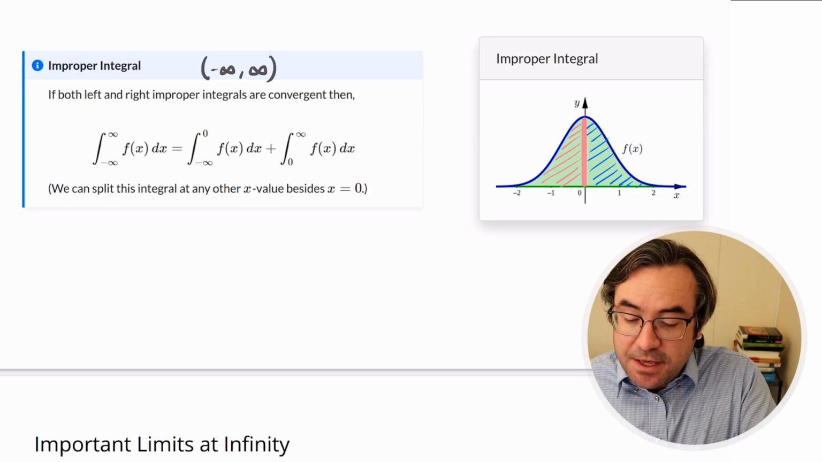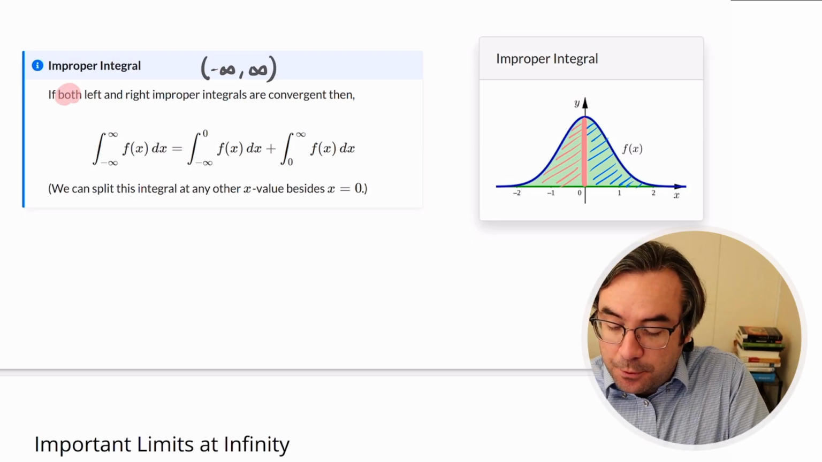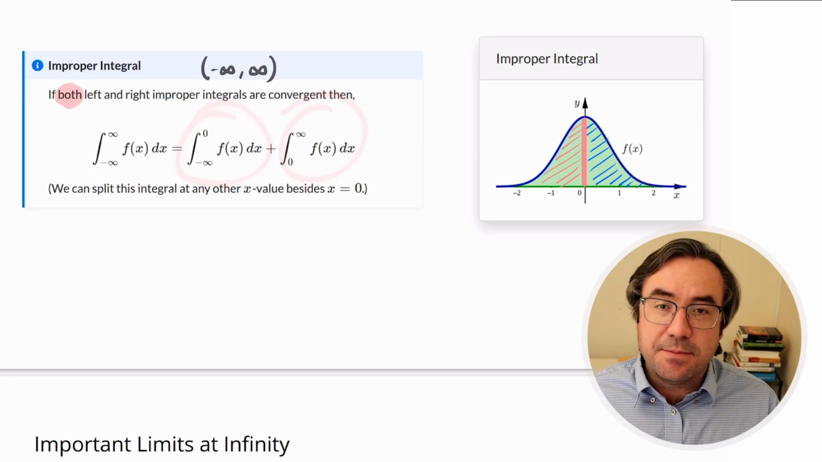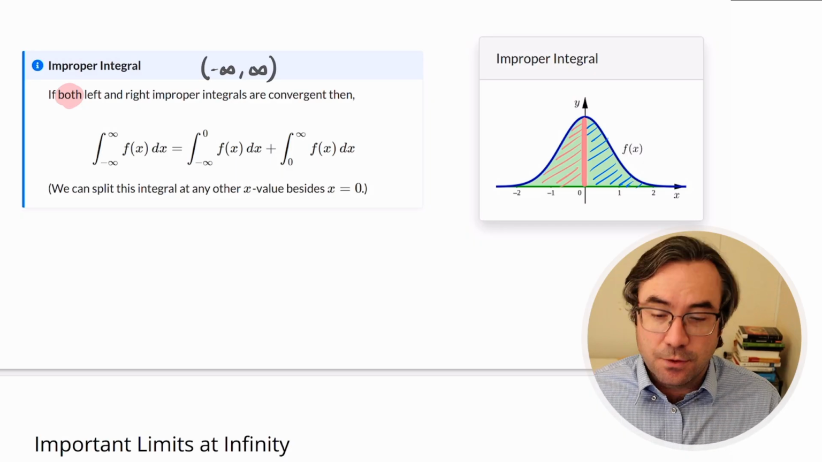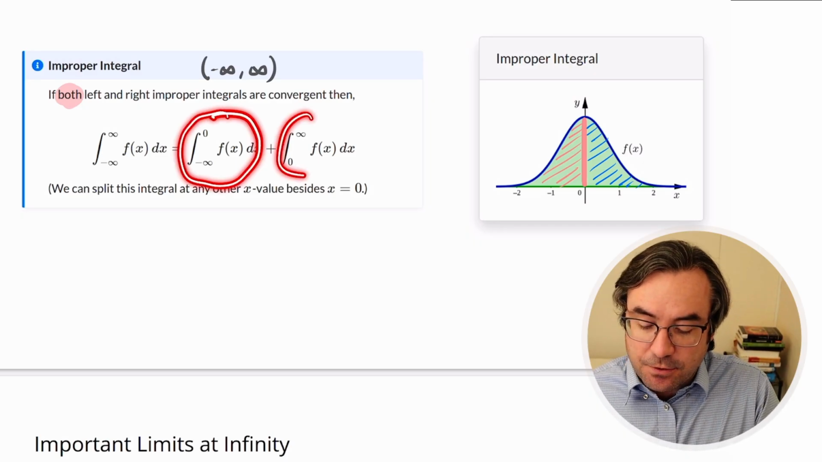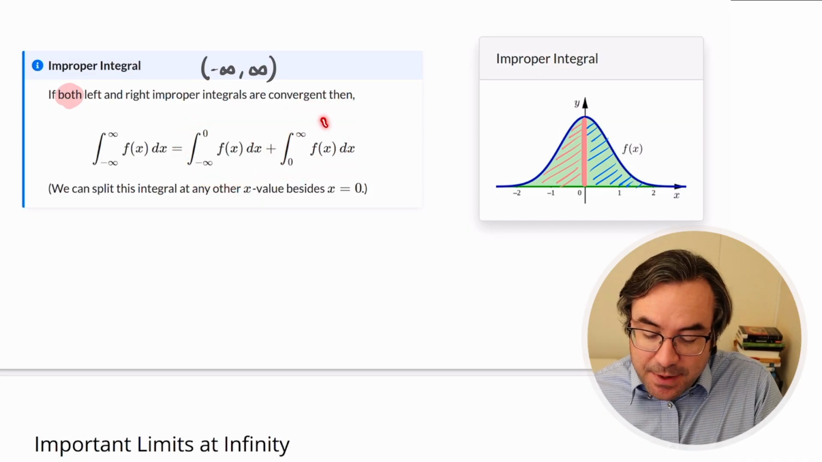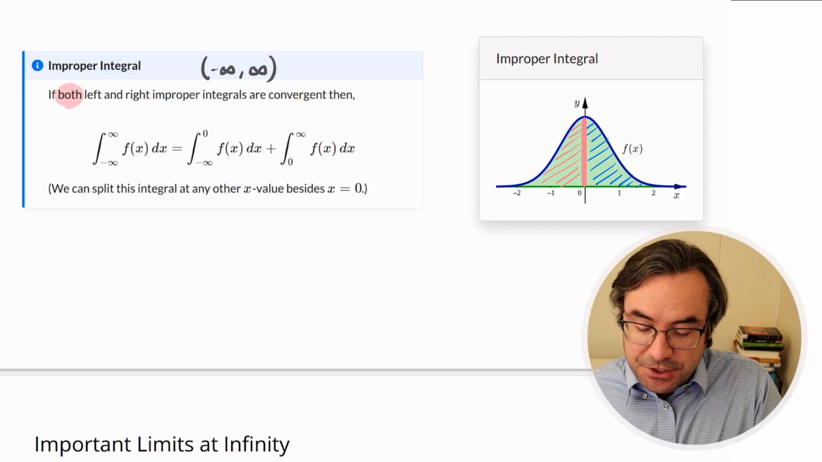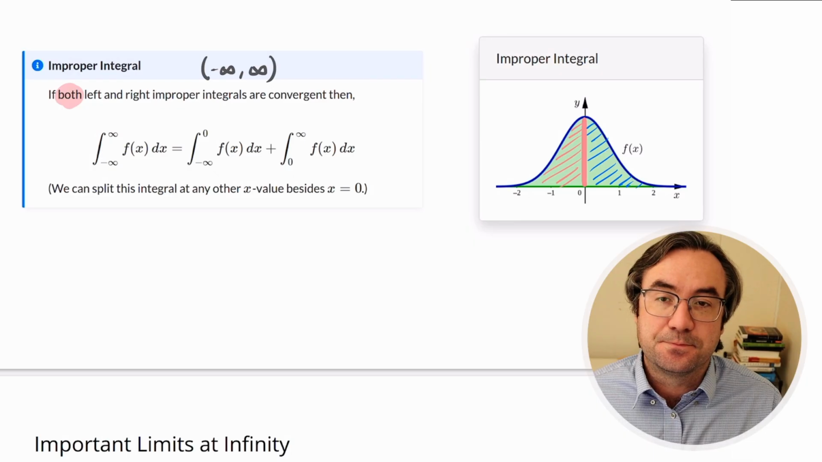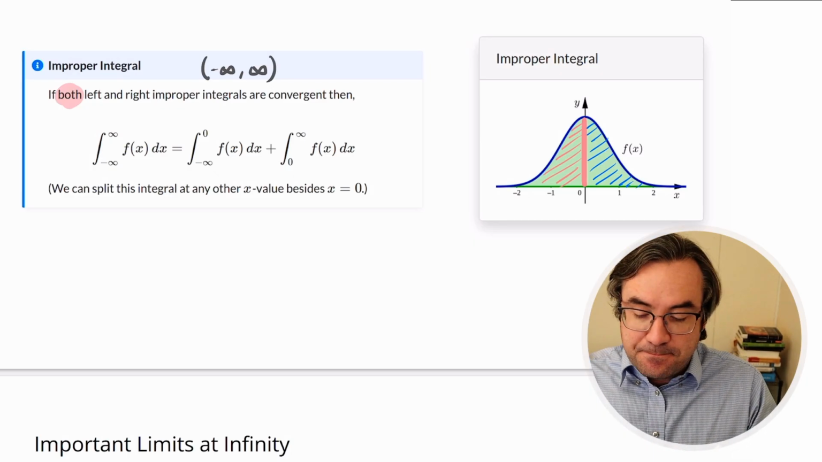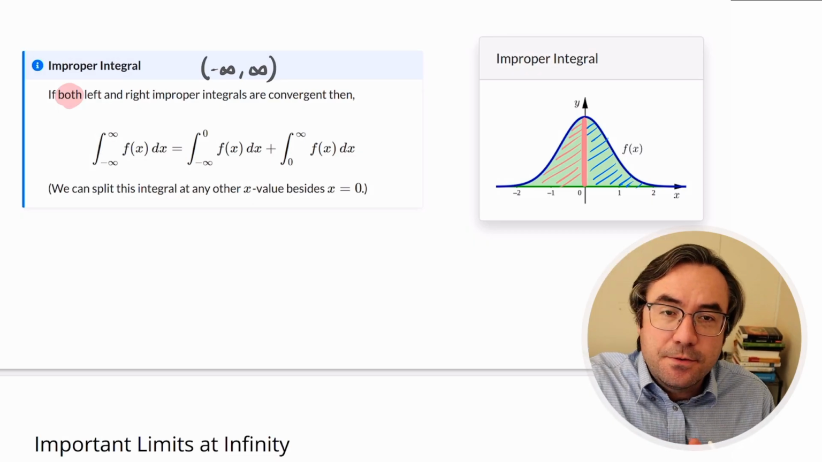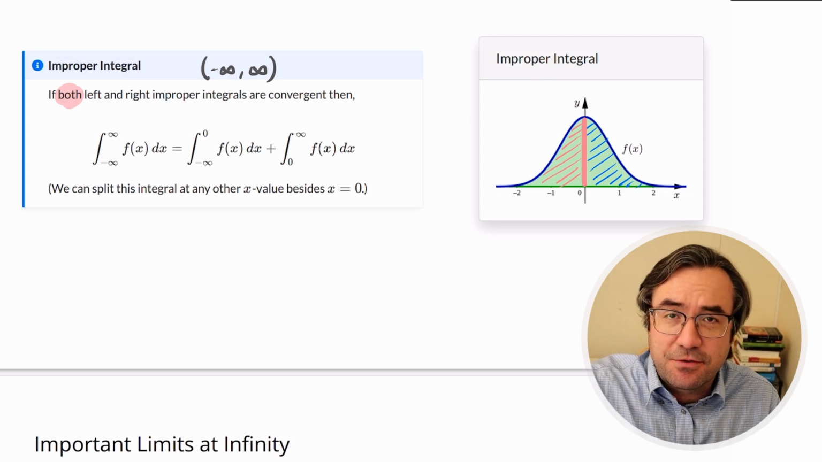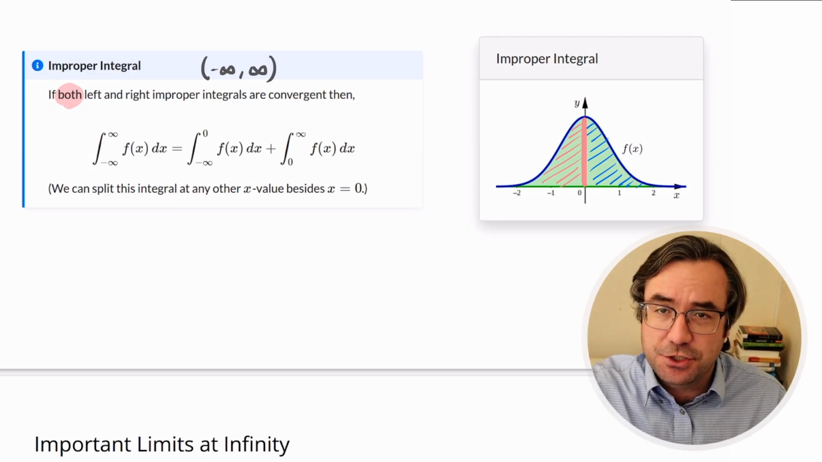All right, and the key thing here is both of those improper integrals, the left side and the right side, both of them have to be convergent. So we need to be able to calculate this integral and actually get a number, and then we have to be able to calculate the other one and get an actual number. And then we just add those two results together. So again, we need both. So if one or both of our one-sided improper integrals are divergent, then this entire thing would diverge.